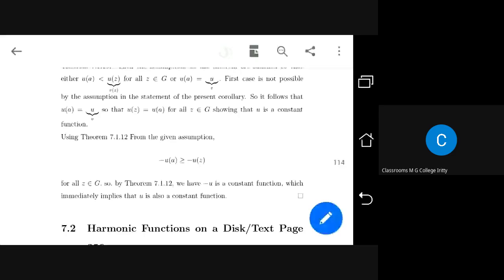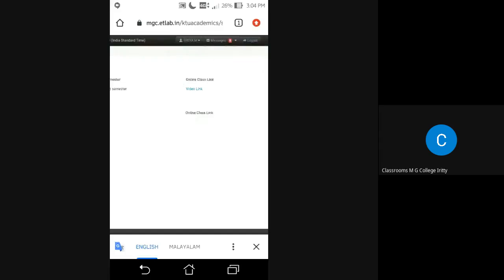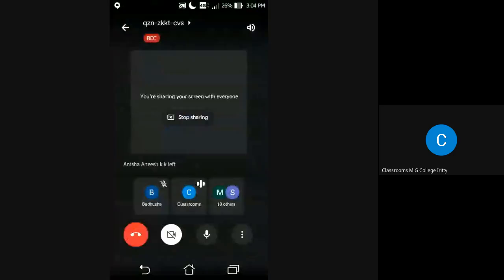Why is the first case not possible? By the assumption of the statement of the present corollary, we take U of Z equal to U of A for all Z belongs to G. So U of A less than U of A is not possible because by the trichotomy law of the real line, if we are given two real numbers, either A less than B, or A greater than B, or A equal to B. Here U of A equal to U of A is the only true thing. So U of A less than U of A is false.